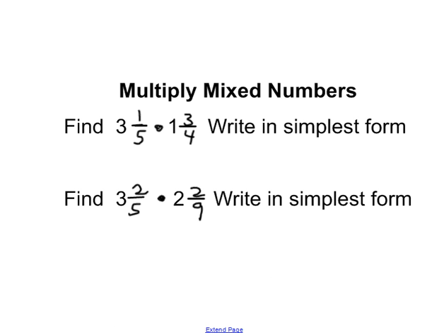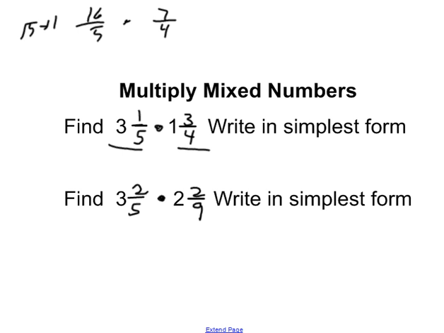3 1/5 times 1 1/3. I'm sorry, 3 1/5 times 1 3/4. I need to write those as mixed numbers first. So I'm going to go 3 1/5. I'm going to write that as 15 plus 1, or 16/5. And this would be 7/4.